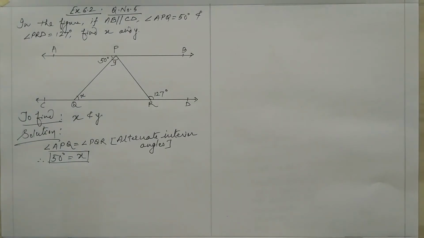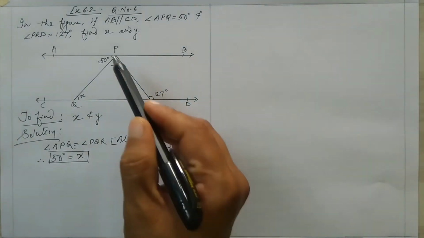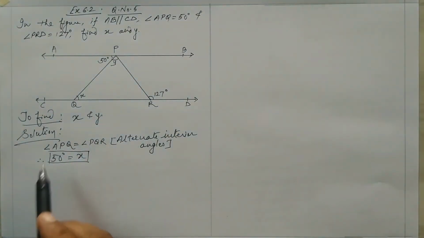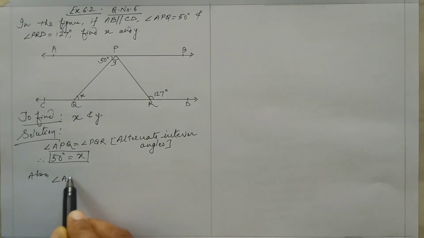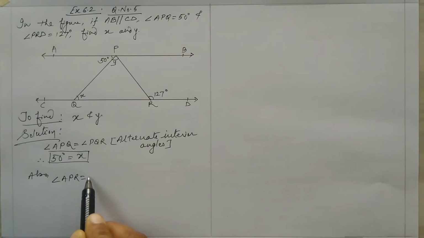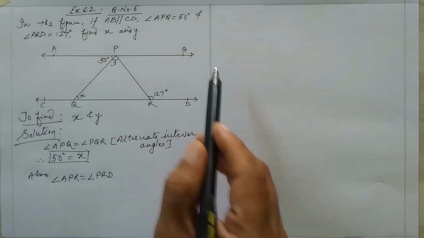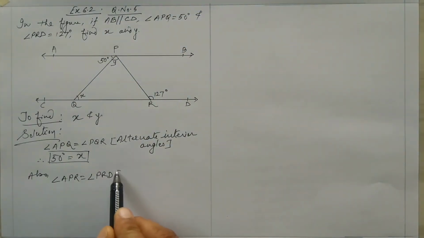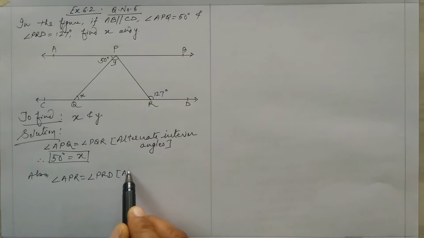Now, if you observe carefully, PR is a transversal, then angle APR is equal to PRD. Also angle APR is equal to PRD when AB is parallel to CD and PR is their transversal. Reason same: alternate interior angles.